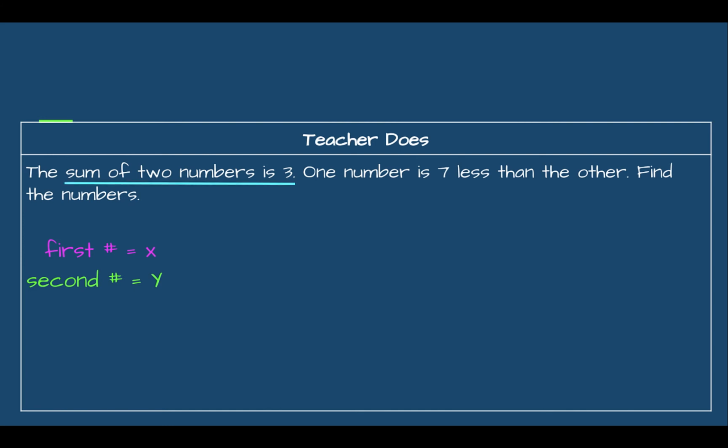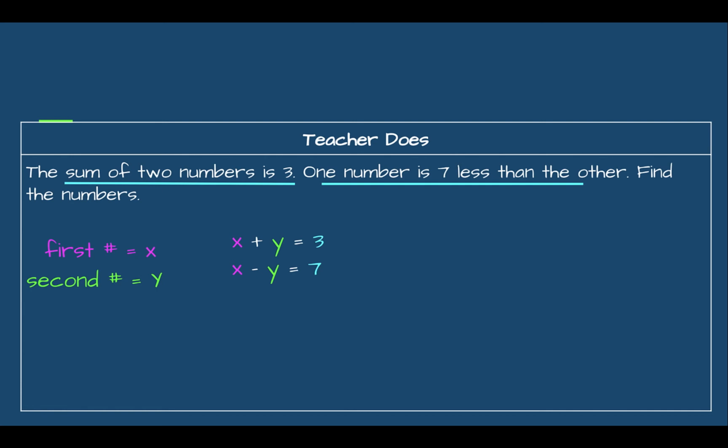So the sum of two numbers is 3. So if I add them together, my first number and my second number, I get 3. Then it tells me one number is 7 less than the other. So if I subtracted the numbers, I would get 7.